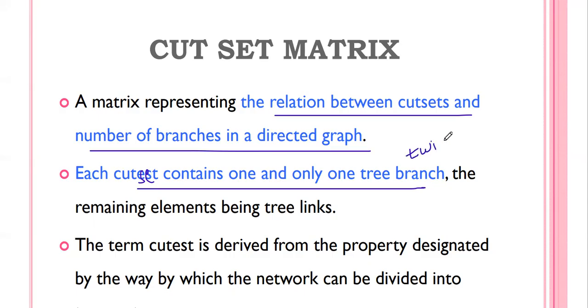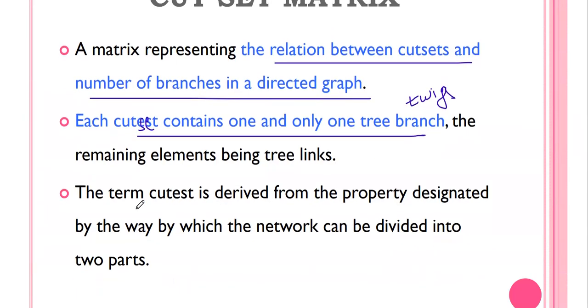The branches of the tree are called twigs. So while forming a cut set, that cut set contains only one twig at a time. Then the number of links may be different, may be 2 or 3. That is the difference between the tie set matrix and this cut set matrix. Why is it called a cut set? It is derived from the property that this cut set divides our network into two parts. That's why this matrix is called a cut set matrix.